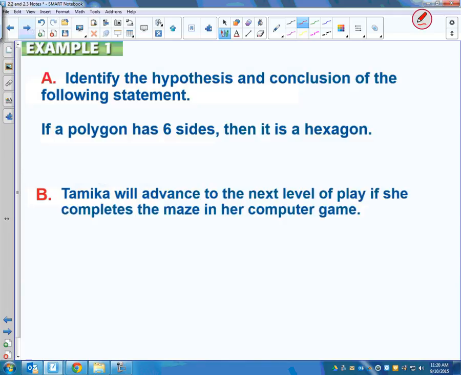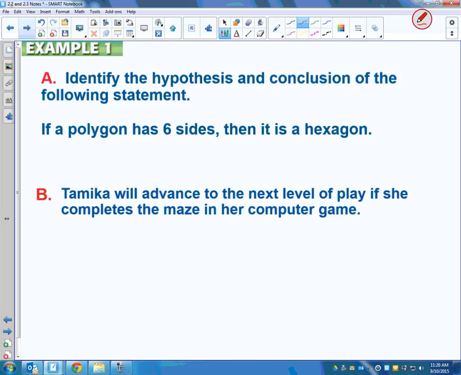Okay. So part of your homework today is just identifying the hypothesis and the conclusion, and sometimes you have to put it in if-then form because it's not in if-then form. So look at A here. It says identify the hypothesis and the conclusion of the following statement. If a polygon has 6 sides, then it is a hexagon. What is the hypothesis?